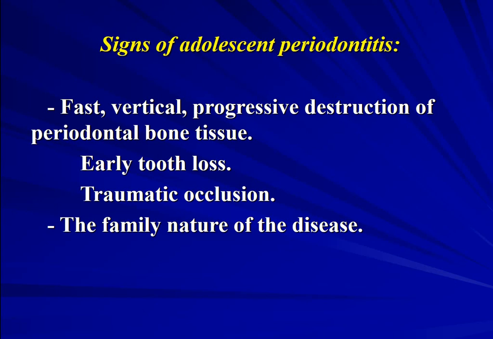Signs of adolescent periodontitis. Fast, vertical, progressive destruction of periodontal bone tissue. Early tooth loss. Traumatic occlusions. The family nature of the disease.